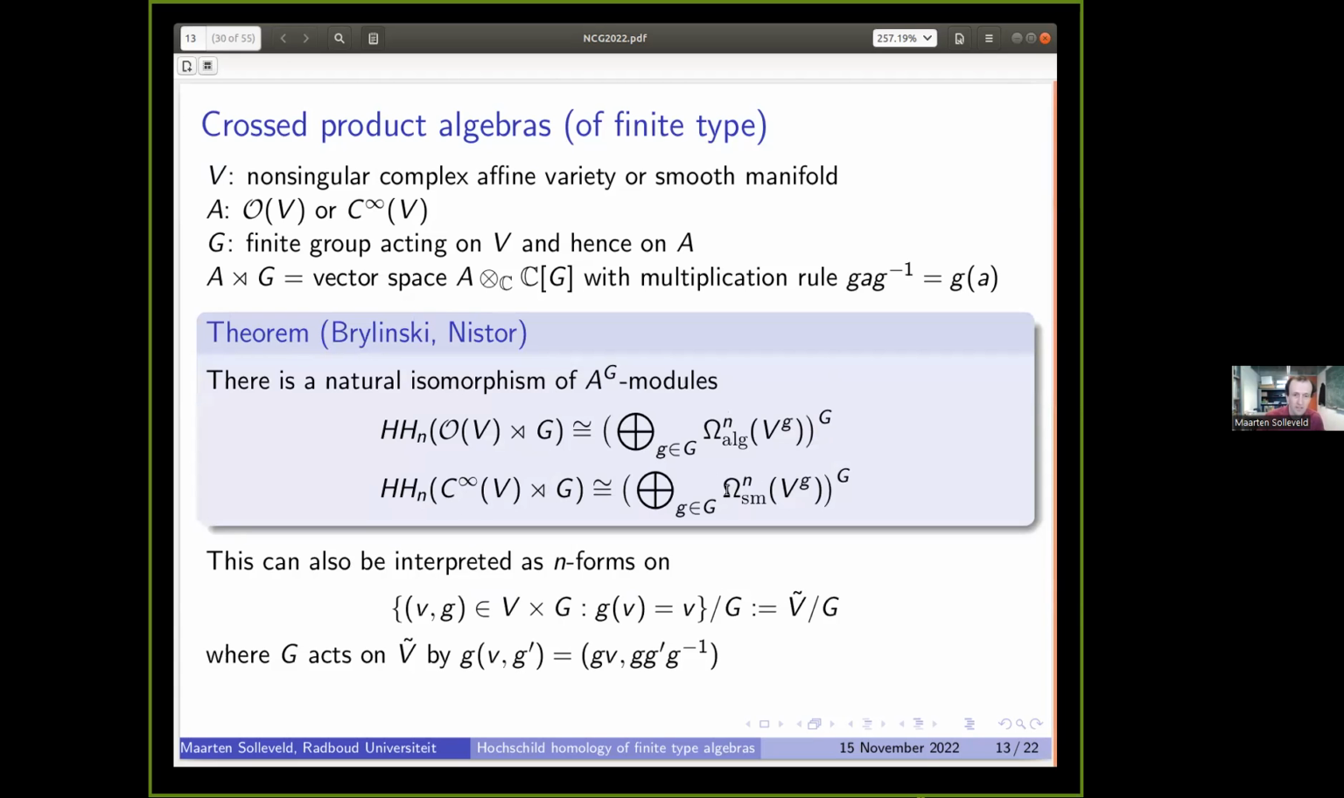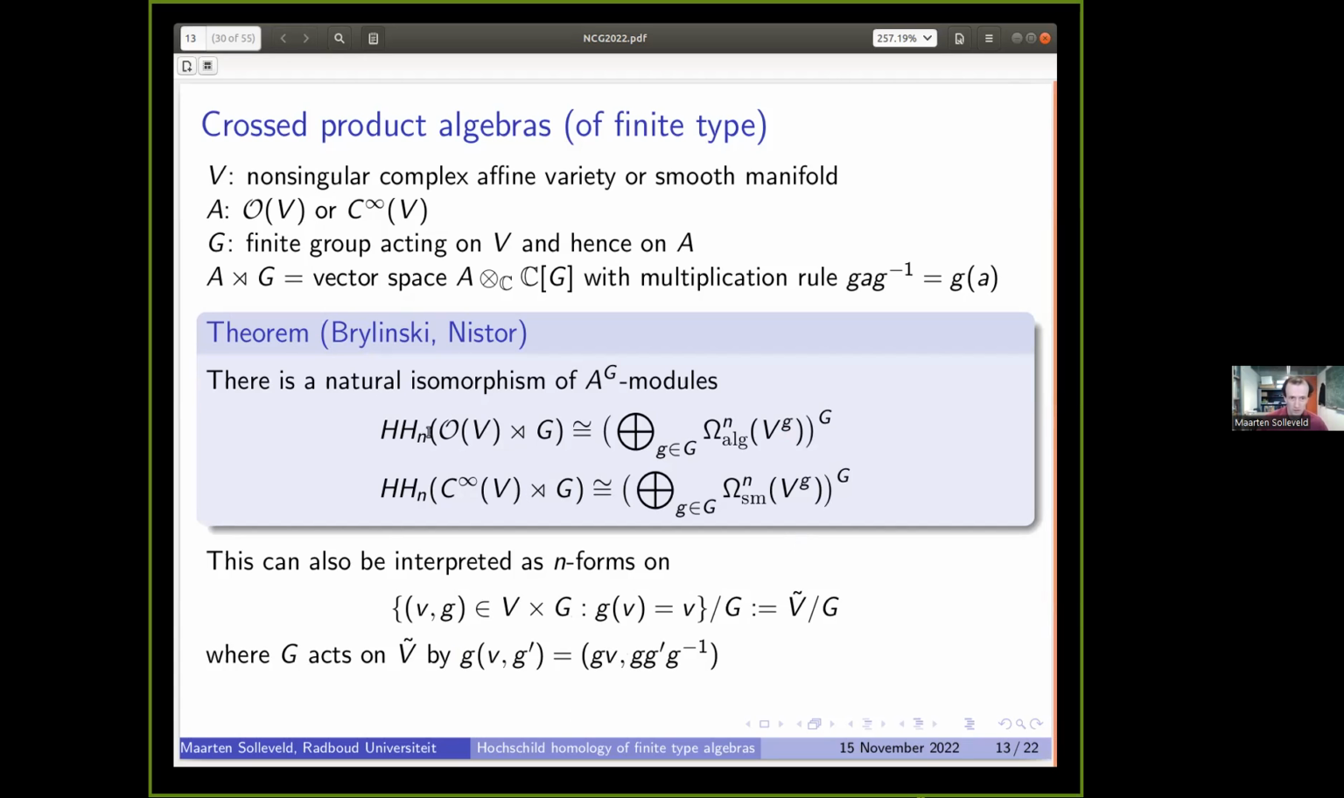And if you want, you can say that the right-hand side is also differential forms on some variety. The variety is: take the disjoint union of these V^g over all elements in your group and then divide out by your group G. So you can write it down in these formulas. You take all pairs (v, g) in V times G for which v is fixed by g, and then you divide out the natural action of G, which is given by the action on v and conjugation on the g factor.